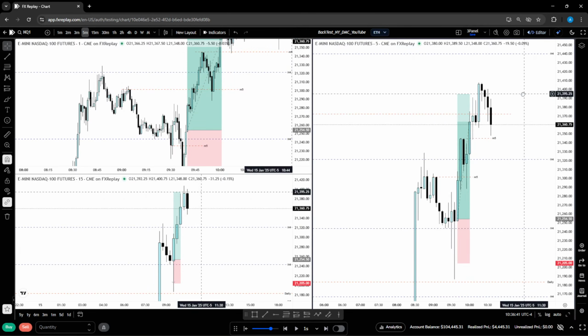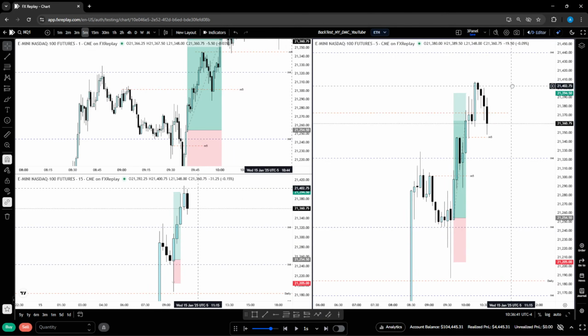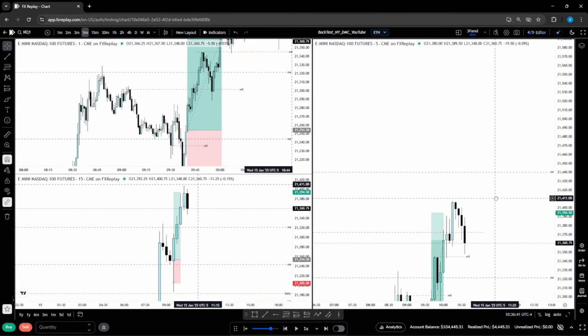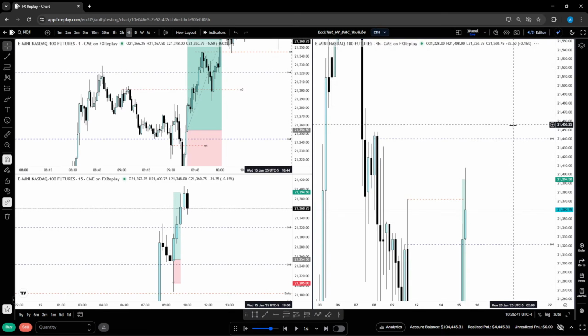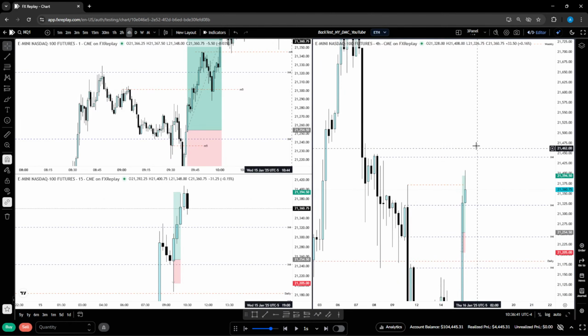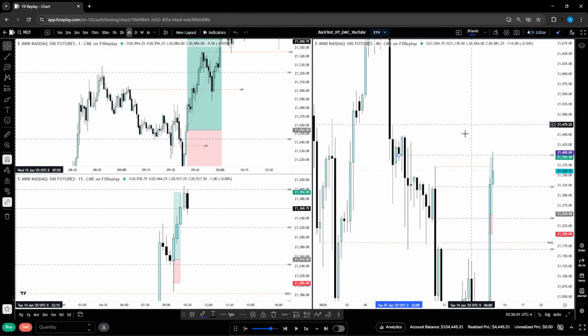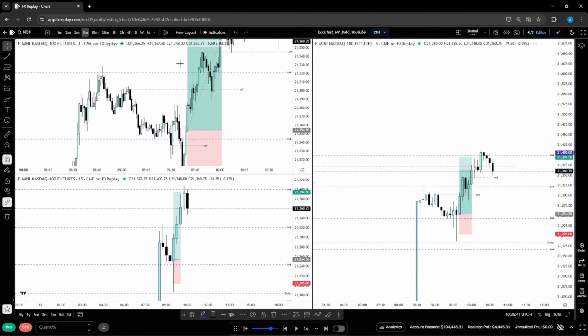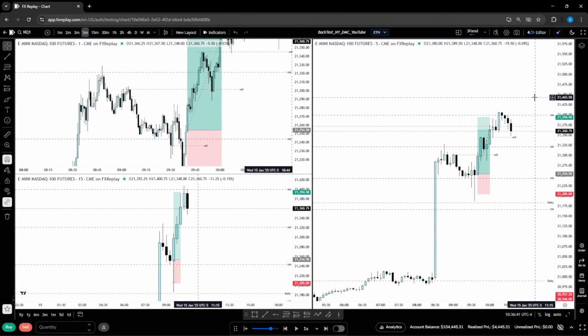Okay, so that's it for today. We'll probably go further higher, but now the 4-hour level is where we hit, I think. Yeah, so this is a good place to just call it a day.